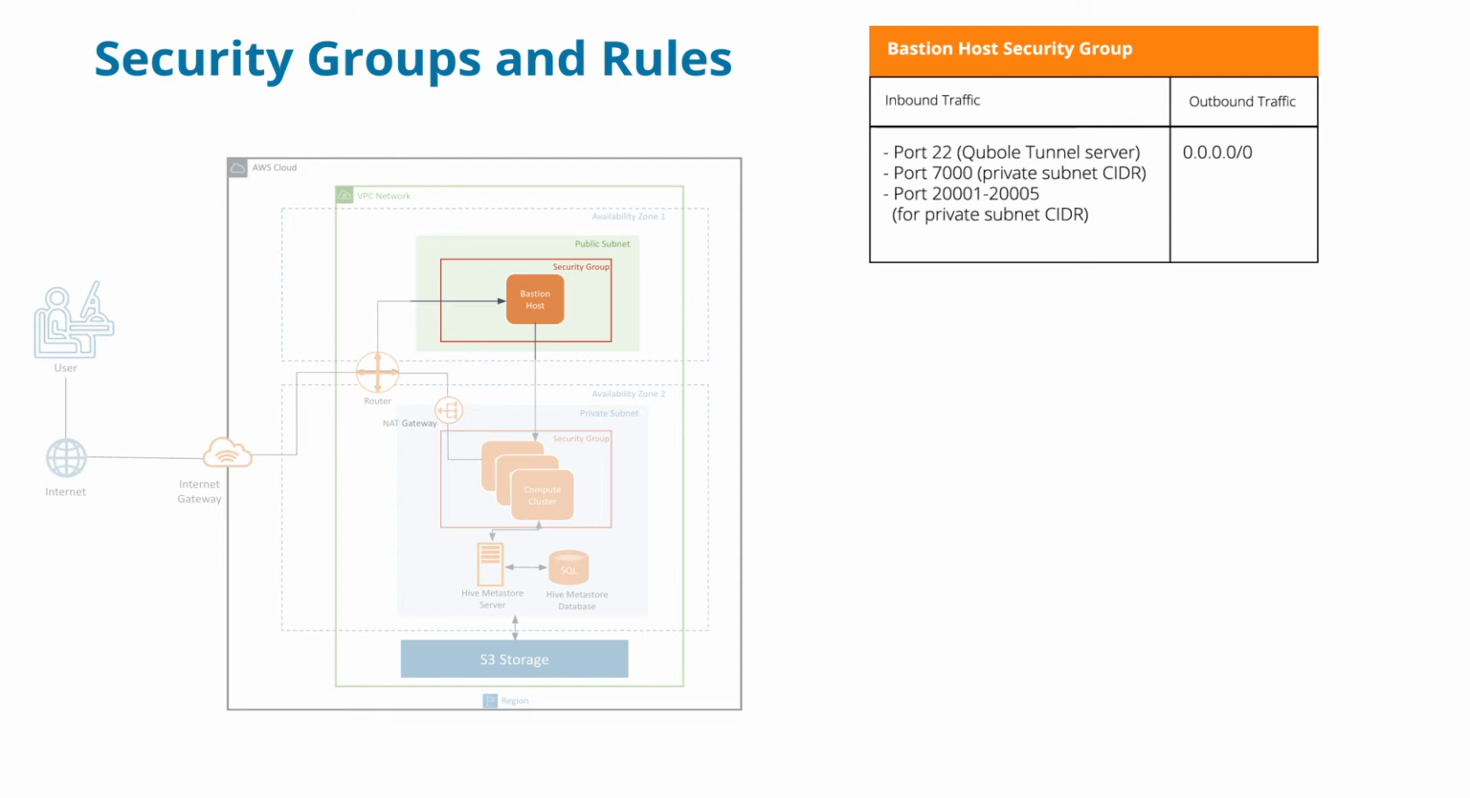You must create a security group for the bastion host with the following inbound and outbound settings. For inbound, allow SSH access on port 22 to the Qubole tunnel server. You can open the SSH port access of the bastion node to the world or to only a few IP addresses. You may need to contact the Qubole support team for configuration.